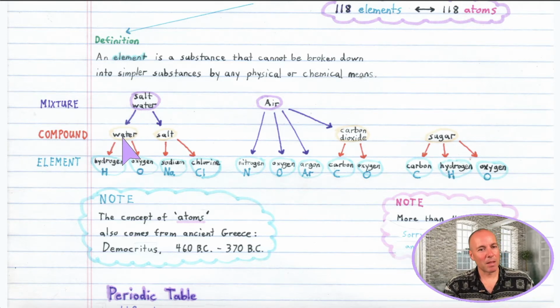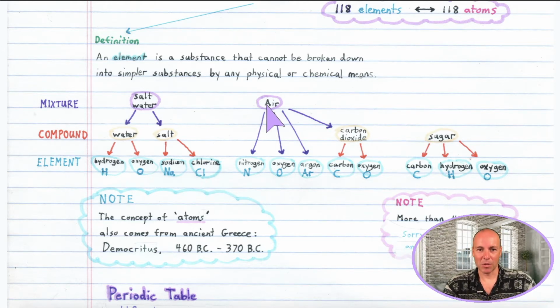But it's a compound substance because it can still be broken down into its constituent elements. And water can, in fact, be broken down into hydrogen and oxygen through the process of electrolysis. So salt as well can also be divided into its constituent elements, sodium and chlorine.